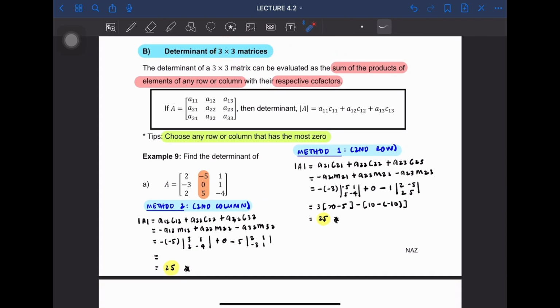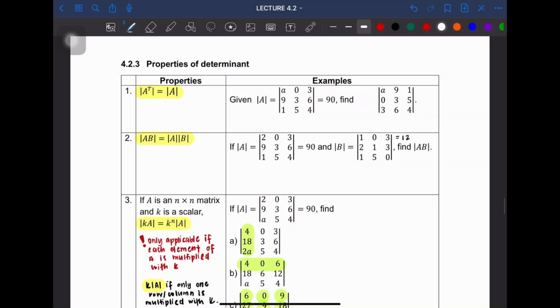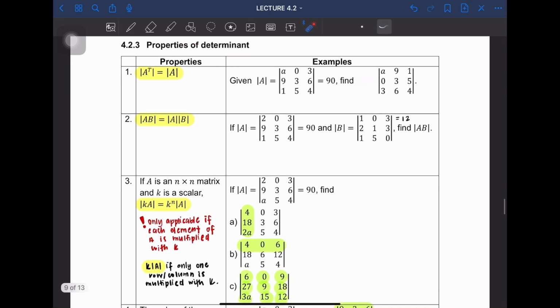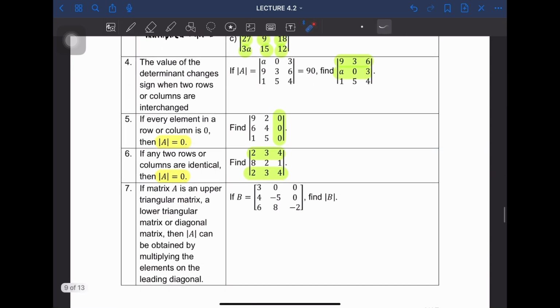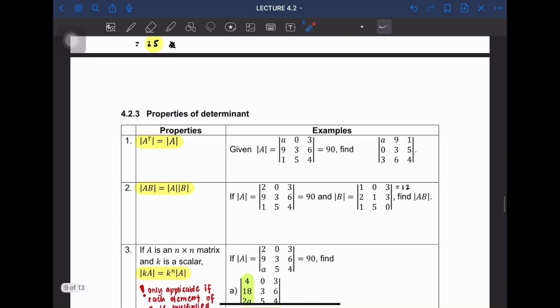So remember, you can choose any row or any column, but it is important that you choose the row or column that has the most 0, because it will save your time. And okay guys, we are at the last part of the video. We're going to learn about the properties of determinant. There are 7 of them in total, and I'll go through them one by one.